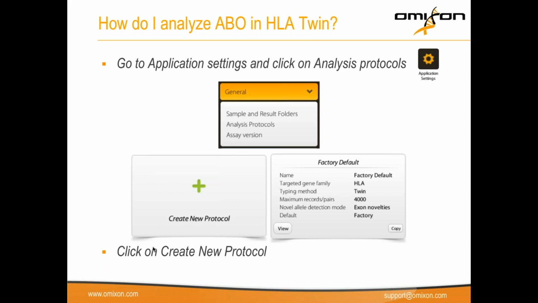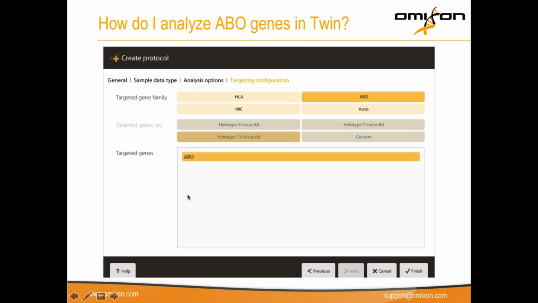user-friendly. To do that, go to Application Settings and click on Analysis Protocols under the General section. Here, click on Create New Protocol. At the top, click on the tab called Targeting Configuration. Here you can see three sections: Targeted Gene Family, Targeted Gene Set, and Targeted Genes.